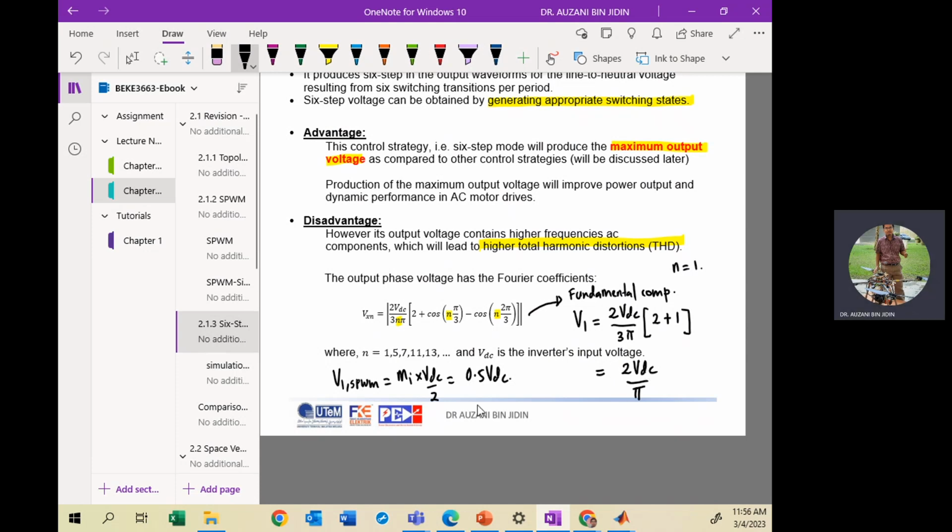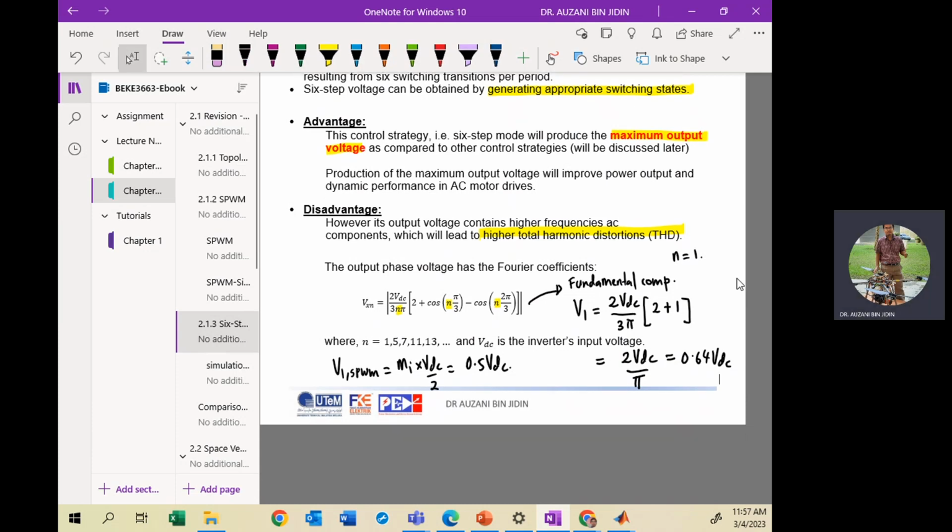And if you try to simplify this equation, then what do you get? 2 divided by pi. What is the value of 2 divided by pi? It is 0.6 something, right? 0.64. So 0.64 VDC, where the value is larger than 0.5 VDC.